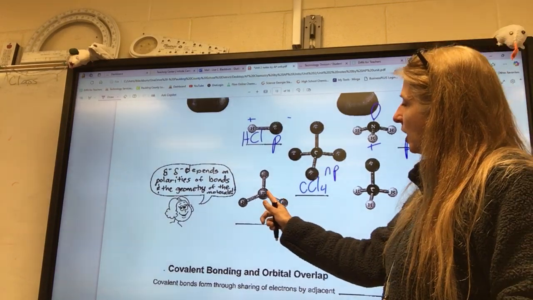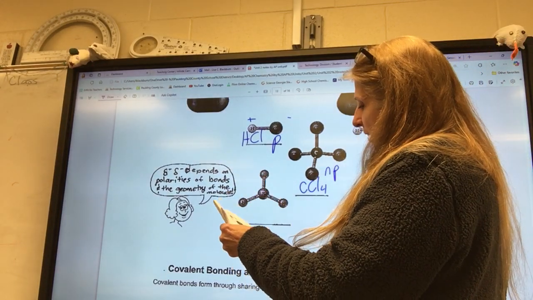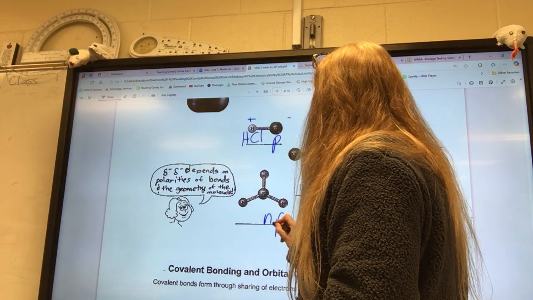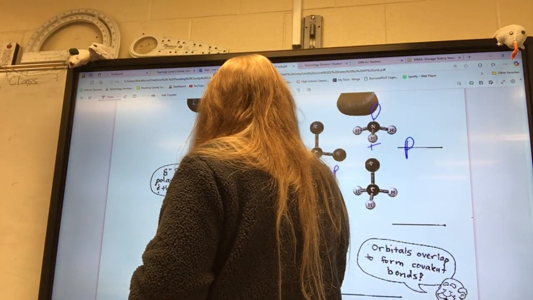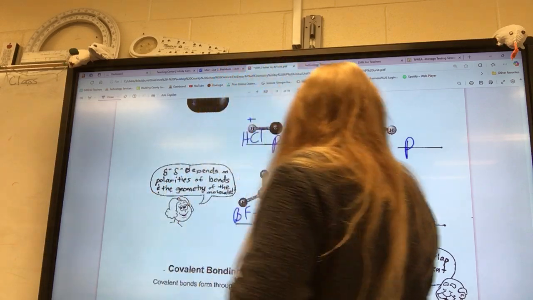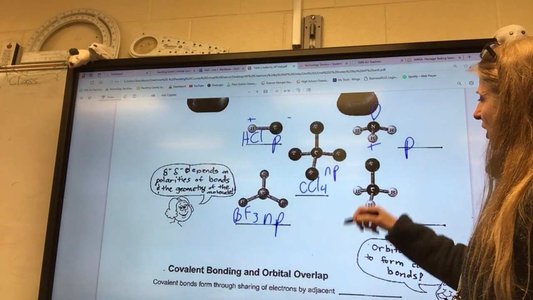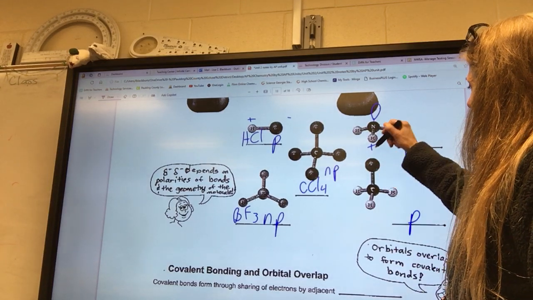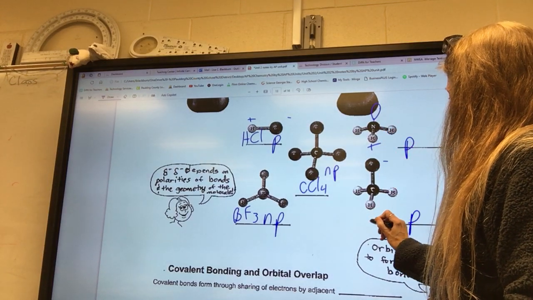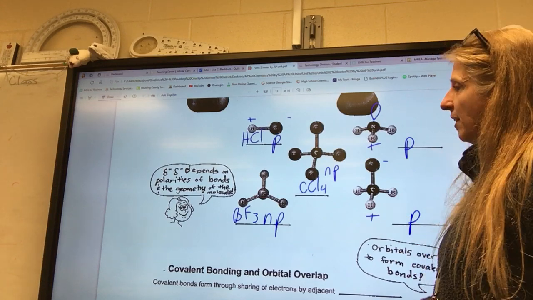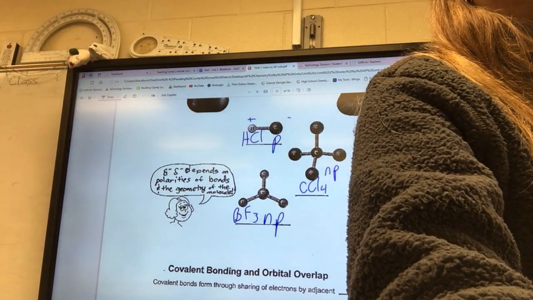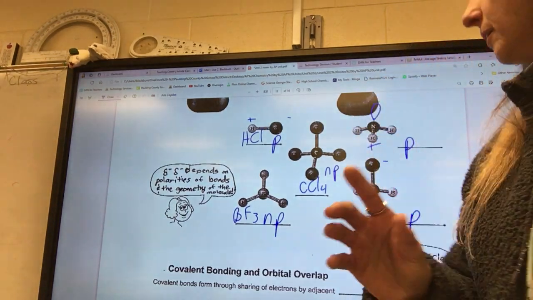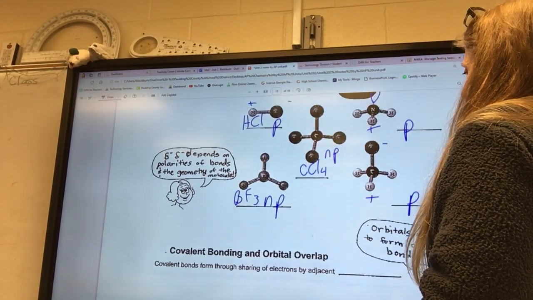Okay, how about this one? Boron in the middle, 3 fluorines equally around it. Non-polar, y'all are doing awesome. This is BF3. Okay, how about that one? Polar or non-polar? Polar. It's got a big old chlorine, highly electronegative. It's negative on this side, it's positive on that side. Okay, can you get at this? This is easy, right? Okay, let's go on.